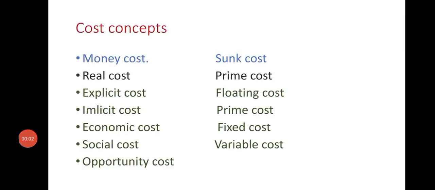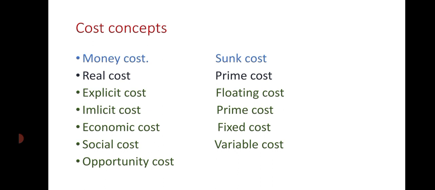In this video, we are going to learn cost concepts. Cost refers to expenses which are incurred to produce the product. Under cost, we have many types: money cost, real, explicit, implicit, economic, then social, opportunity, sunk, floating, variable, fixed and prime cost. These are the types of cost. We'll see them one by one.